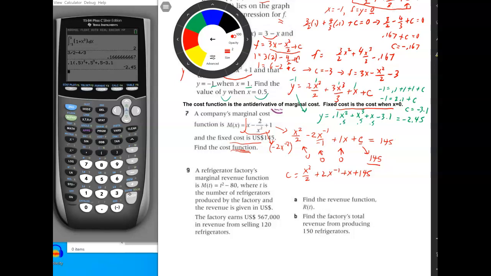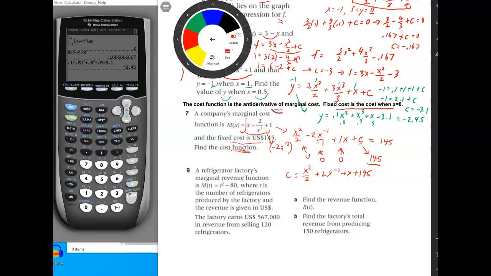Number 9, a refrigerator factory's marginal revenue function is m of t equals t squared minus 80, where t is the number of refrigerators produced by the factory and the revenue is given in US dollars. The factory earns $567,000 in revenue from selling 120 refrigerators. Okay, find the revenue function r of t.